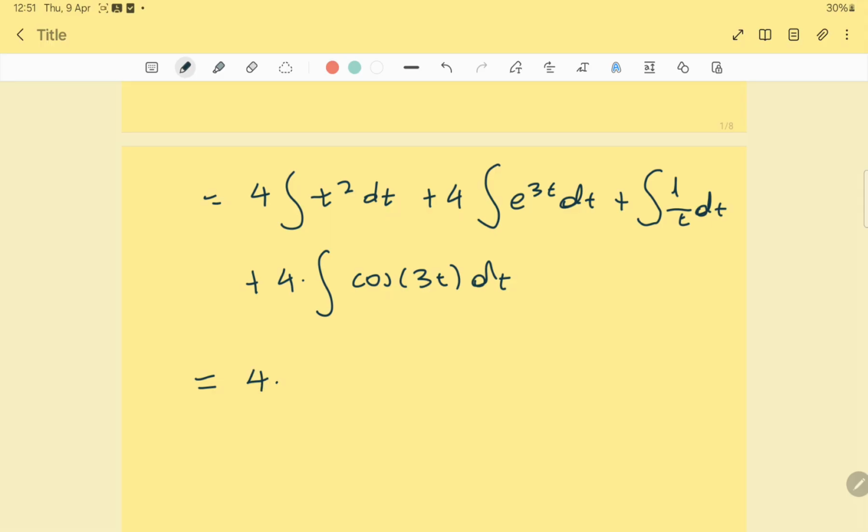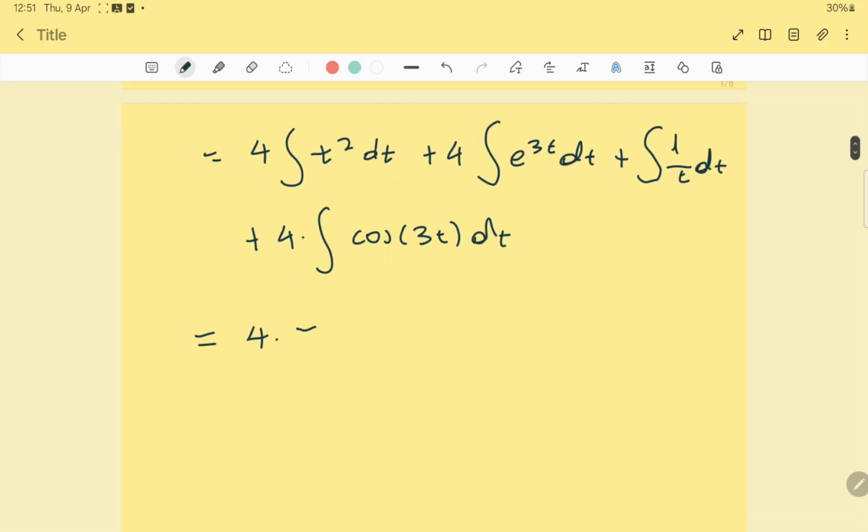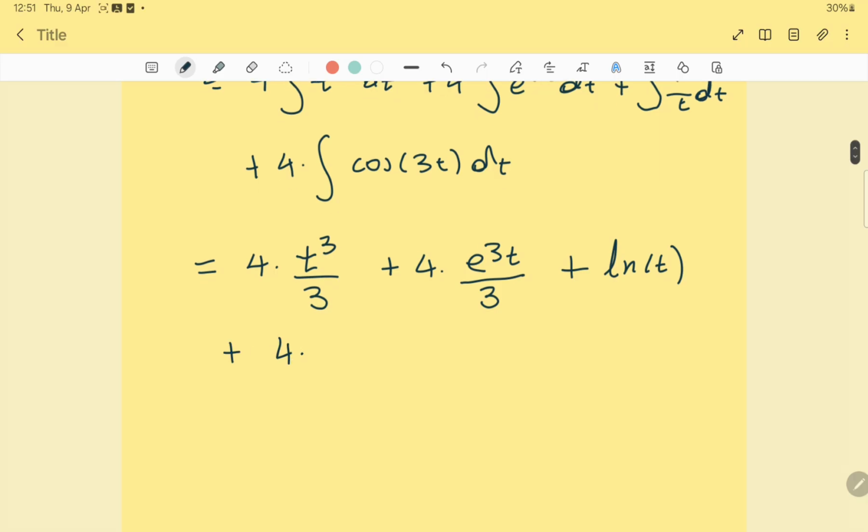It's going to be 4 times the integral of t squared, which is t to the power of 3, power goes up by 1, over 3, plus 4 times the integral of the exponential, which is the exponential, and to balance the integral, because you have e to the power of 3t, you have to divide by 3. The integral of 1 over t is ln t, and then plus 4 times the integral of cos, which is going to be sine, and because there is 3 times t and not just plain t inside the function, to balance the integral we divide by 3.